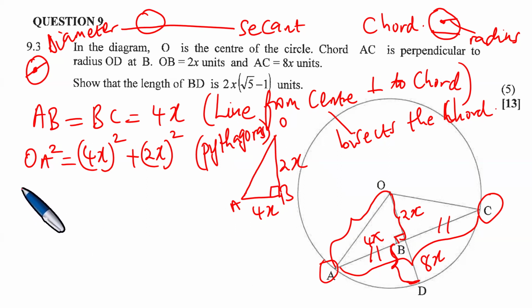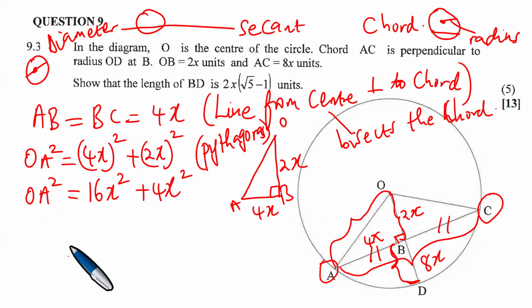At this point, you have 4 squared. What is 4 times 4? It's 16x squared. 2 squared is 2 times 2. What is 2 times 2? It is 4x squared. And this is OA squared. And we want to find OA, so we take the square root on this side, but we also take the square root on this side as well. So we take the square root both sides, and by taking the square root, we're able to get OA.